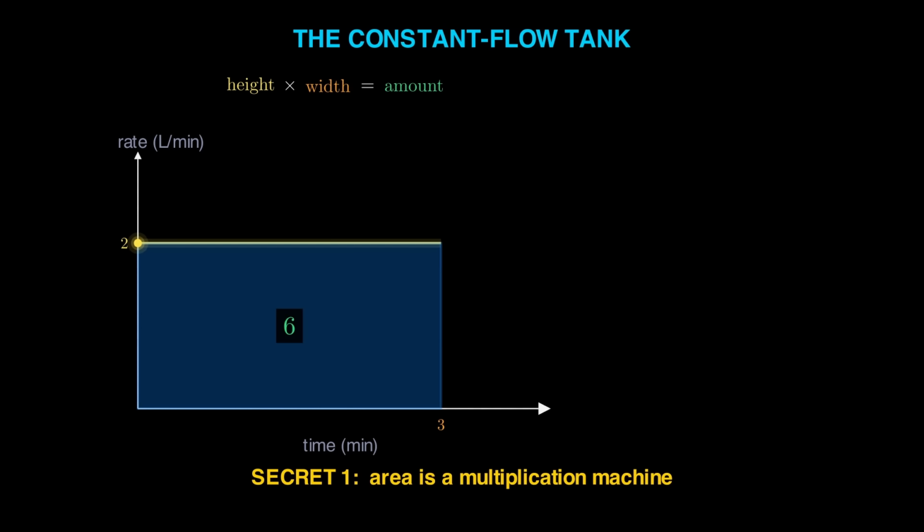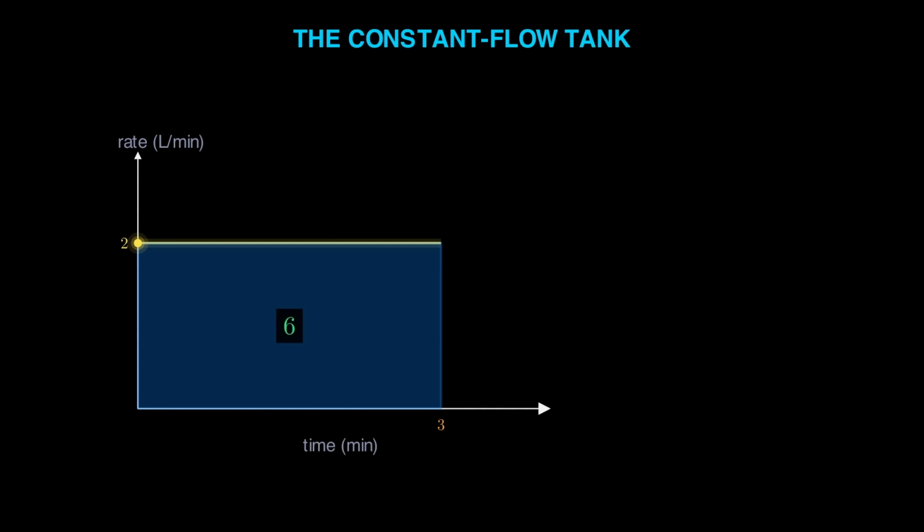That is the first secret. Area is acting as a visual multiplication machine. The geometric area is square units, but the area under a rate graph inherits its meaning from the axes. So this area is measured in liters, not square minutes.